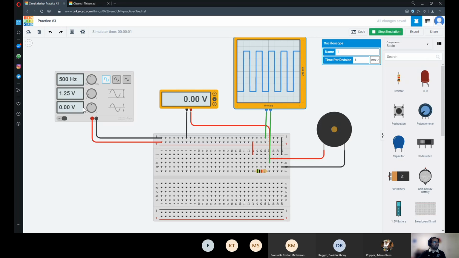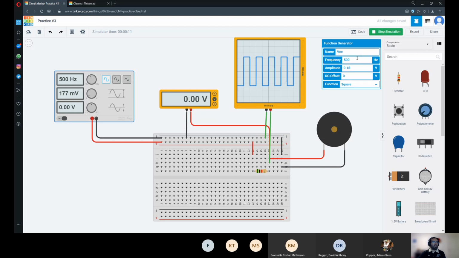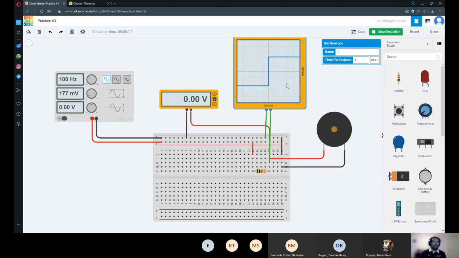Another thing I want to show you, I'm going to decrease the voltage so the sound is not obnoxious. For example, if I change the frequency, I'm going to increase it, decrease it. For example, we see now I can barely see one cycle of my signal. This is where the time per division is important.